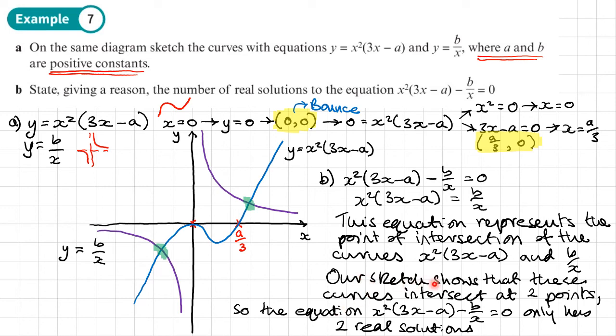So our sketch shows that these curves intersect at 2 points, ones we've highlighted in green. So the equation x squared times (3x minus a) minus b over x equals 0 only has 2 real solutions, because we can see there are only 2 points of intersection.